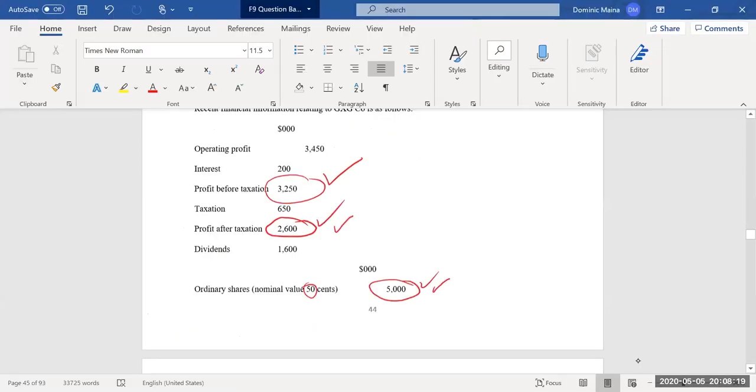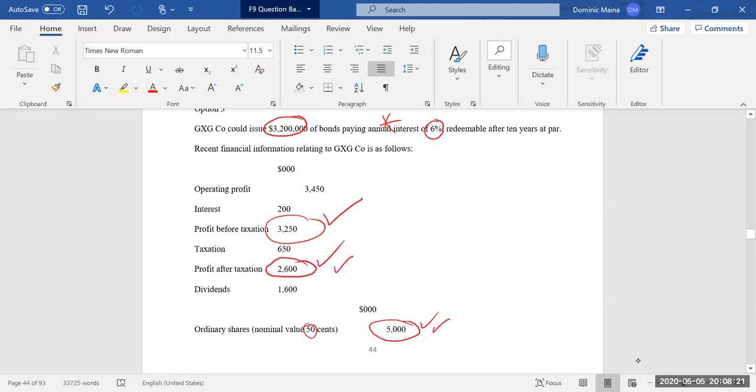If you check here, that 250 was after deducting the 200. So it has been taken care of by that 250. Okay, so you don't need to subtract again the 200. I hope that's clear, Jeffrey.